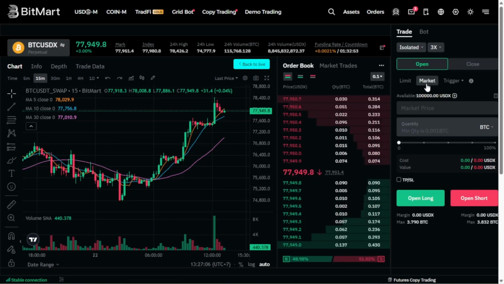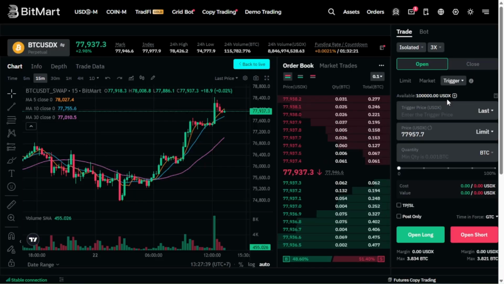We have a market order. A market order buys or sells instantly at the best available price. It's the fastest way to enter or exit a trade, but the exact price might vary slightly depending on market conditions.